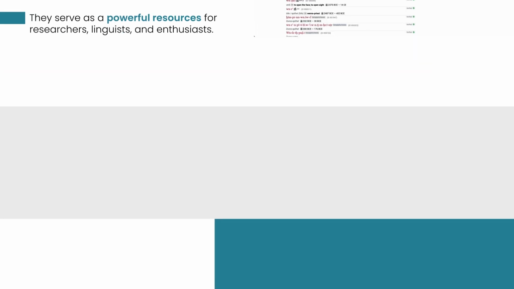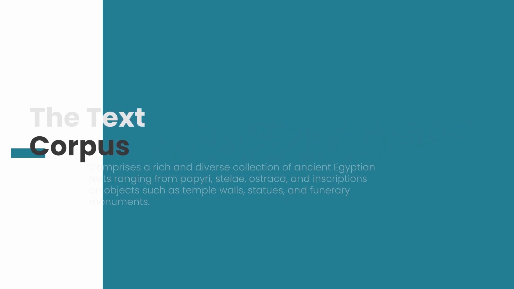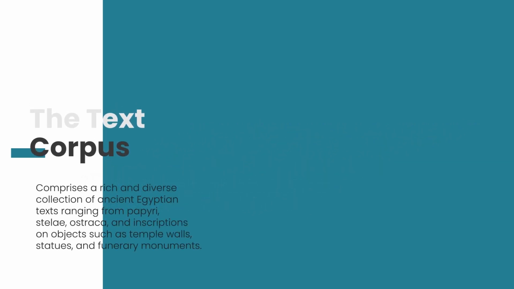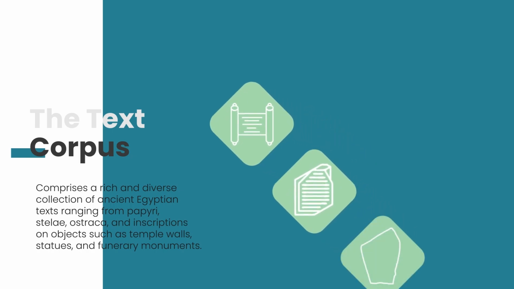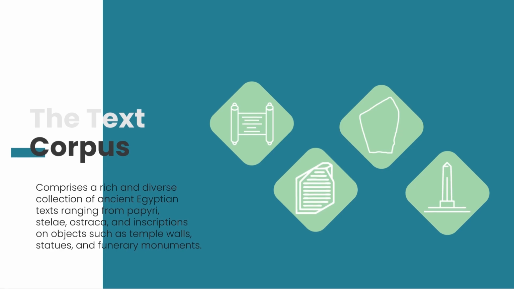The second part of the TLA, the text corpus, comprises a rich and diverse collection of ancient Egyptian texts, and they range from papyri, stelae, ostraka, and inscriptions on objects such as temple walls, statues, and funerary monuments. The wide range of textual materials available provides a holistic view of ancient Egyptian civilization.